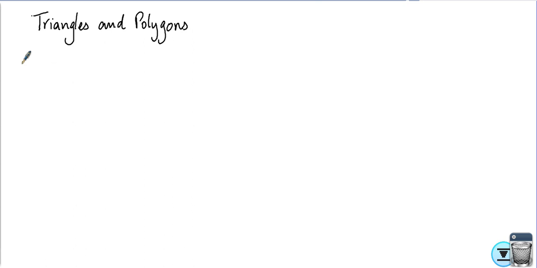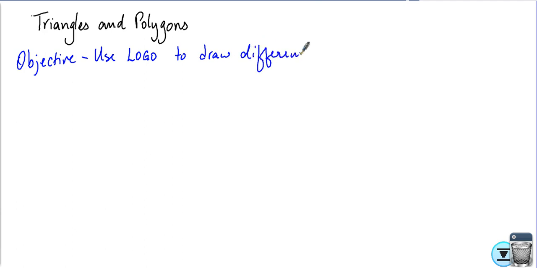And our objective for today is going to be to learn how to use the LOGO programming language to draw different types of polygons. So we're going to learn how to use LOGO to draw different polygons. So that is our objective for our lesson today.